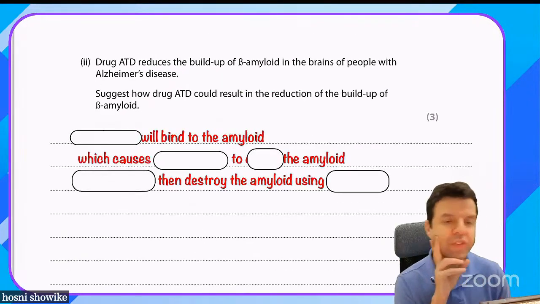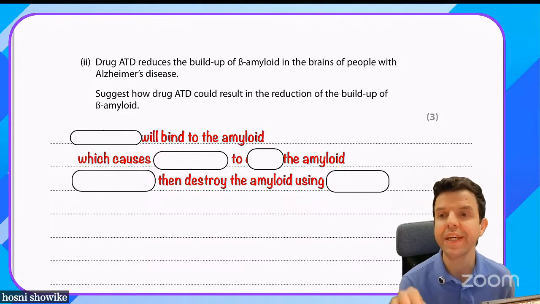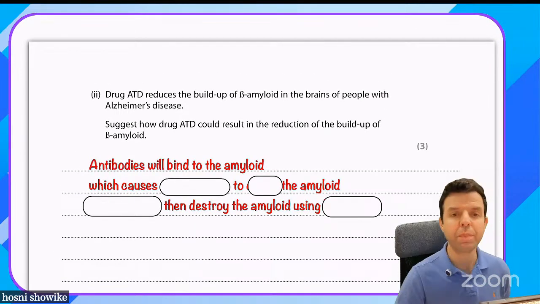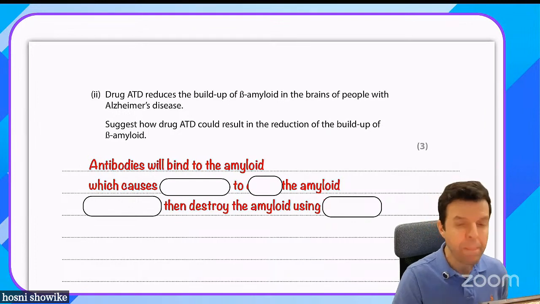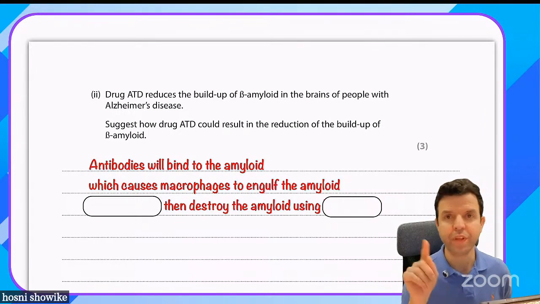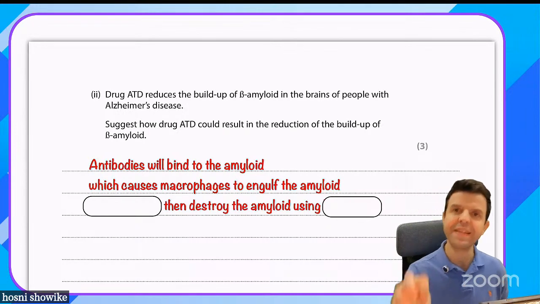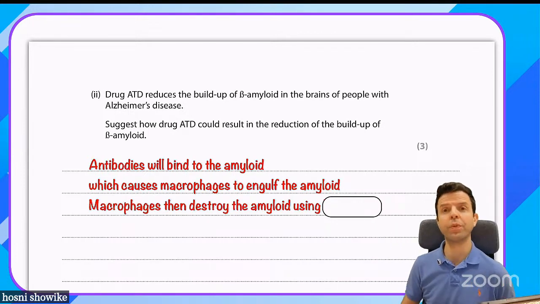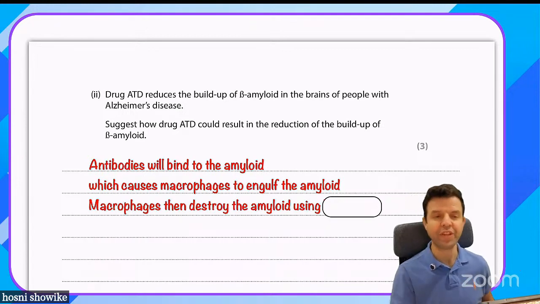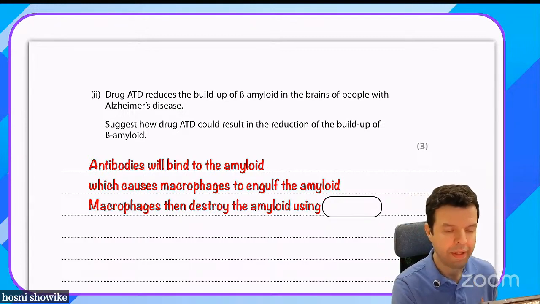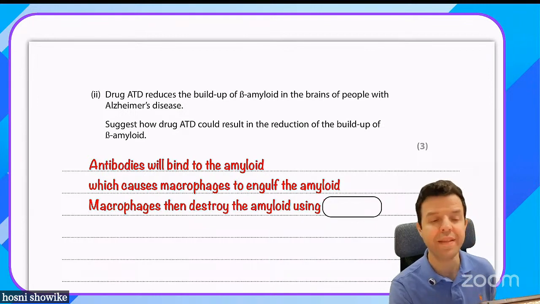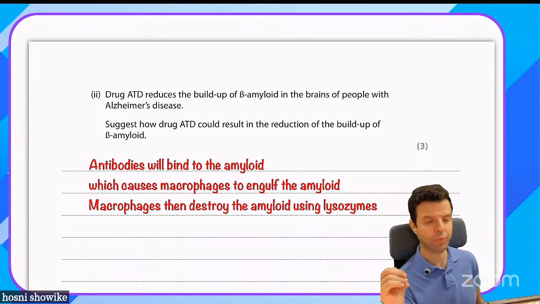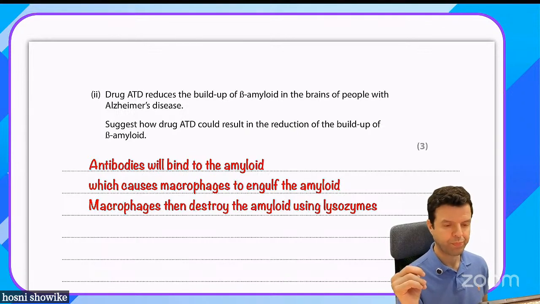Here it says, suggest how the drug could result in a reduction in the amount of protein building up in the brain. So the story goes like this. The antibody binds to the antigen. Macrophages will now engulf it because it's opsonization. That's when the target has been tagged to be destroyed by those macrophages. And do you know what macrophages do to break down that protein? As the macrophage engulfs it, it will break it down because it has hydrolytic enzymes inside its lysosomes. Okay?